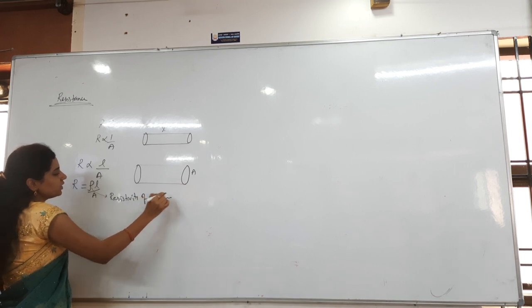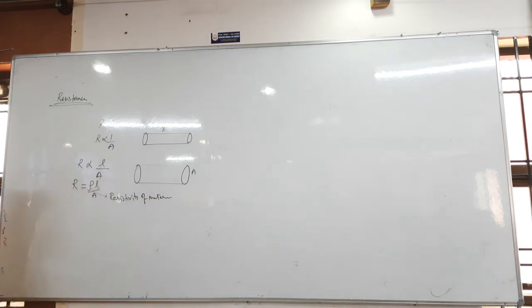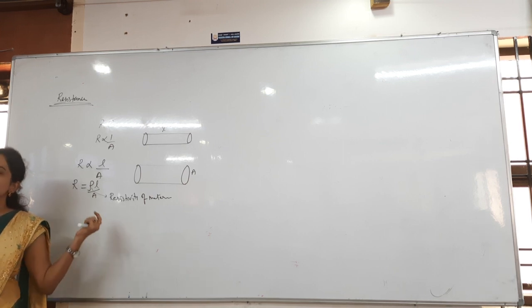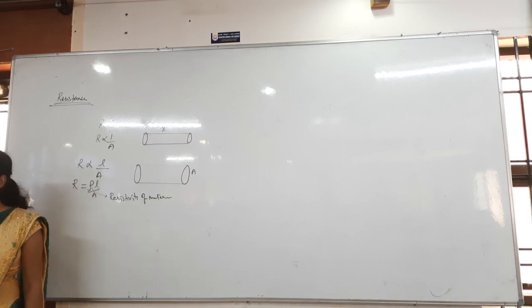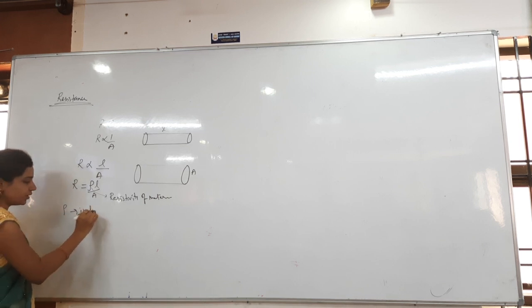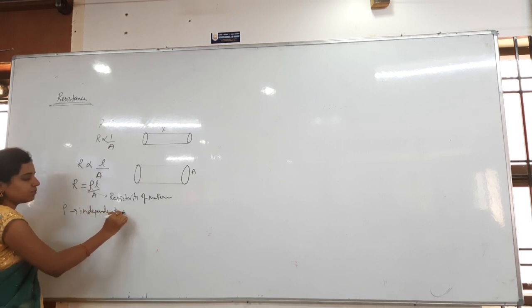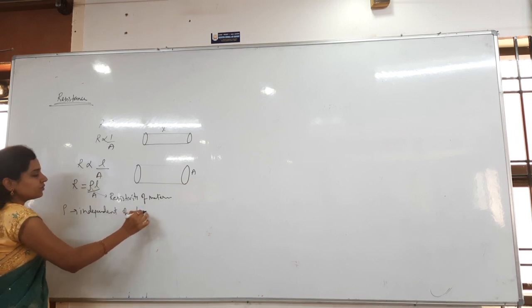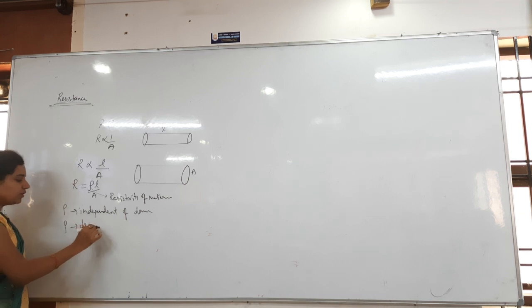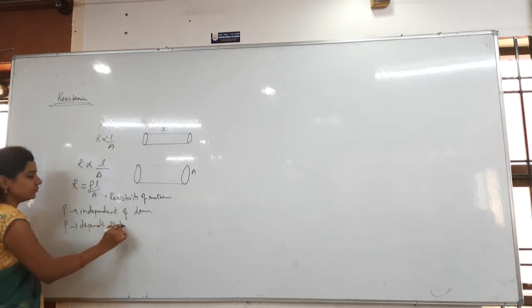And this resistivity depends only on the nature of the material. That's it. It is like the spring constant, which depends on the material. In the same way, resistivity also depends on the material here. Now, this is also an important concept: resistivity is independent of the dimensions of the wire, and it depends on the nature of the material.